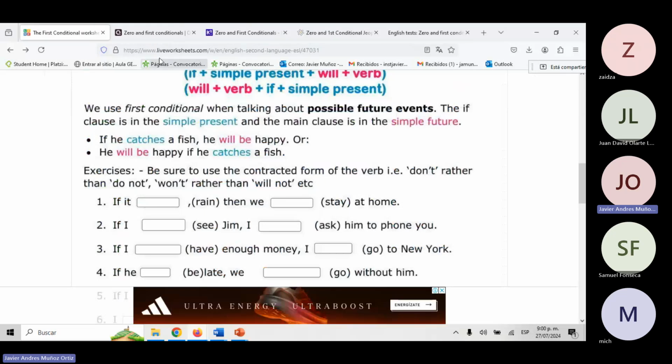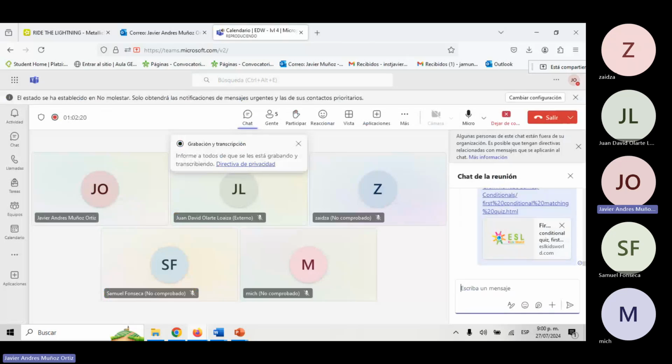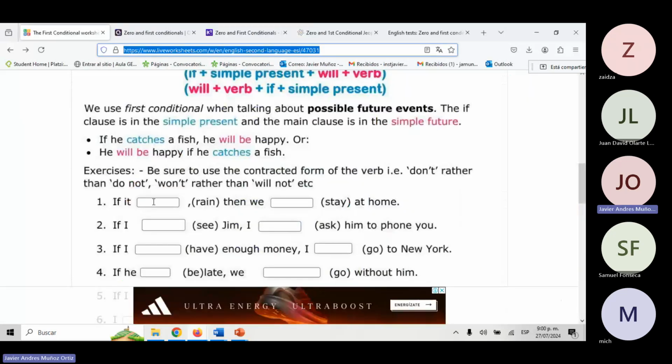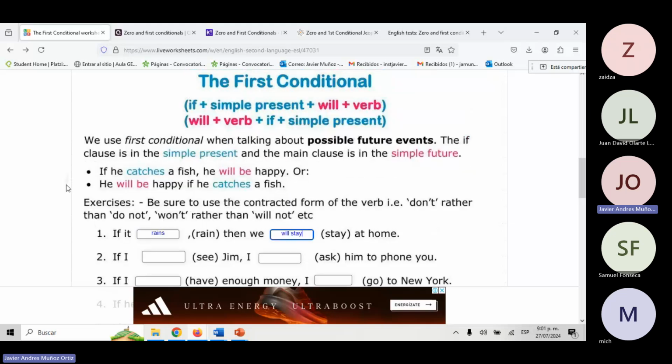And I'm giving you an exercise. This is a typing exercise. So for example, in this case, you type rains and you're going to type here, we will stay. If it rains, then we will stay at home. This is the cause. The cause is always with simple present tense, and the effect uses will. Here is the structure in terms of grammar: if with simple present, and the effect is going to be with will.